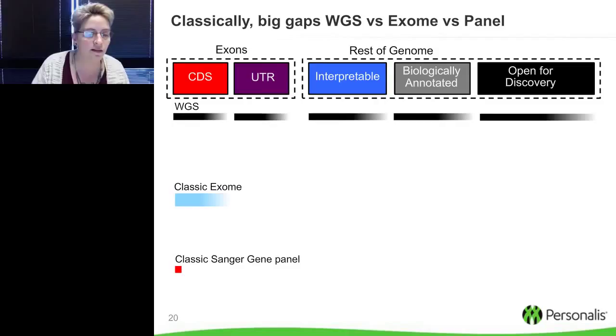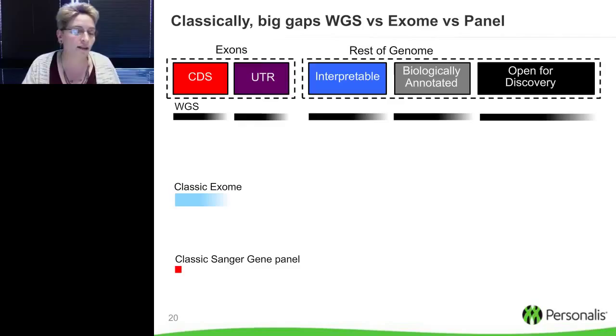So in this slide, we'll demonstrate what I'm thinking about here. In this area up here, we have the genome boxed out in different types of annotated regions that you might be interested in: CDSs and UTRs, other regions of the genome that might be interpretable, biologically annotated regions, and then the rest of the genome that we don't really have a good idea of what's going on, obviously not drawn to scale. Classically, as high throughput, low cost sequencing was developed, people would consider a whole genome something that assessed all of these regions, although we know in fact that we can't have access to the entire genome. And then the classic exome, when there was really only one or two products in the world, focused largely on the coding sequences.